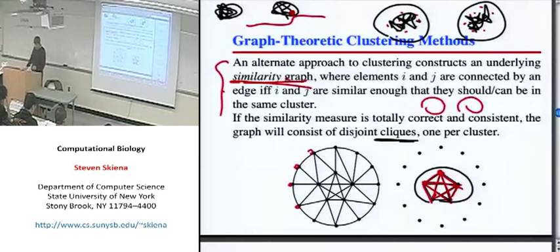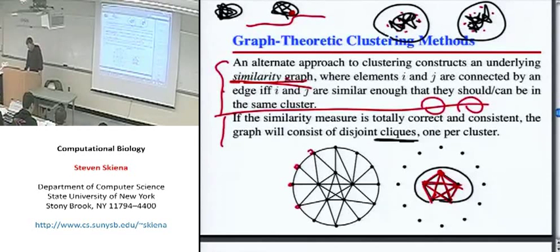The big problem here is, if my similarity function was completely correct, and only returned an edge if the two of them were in the same cluster, then clustering would be easy, right? Then I could look at two of my elements and say, you two belong in the same cluster. That's obviously not always true. That's not always easy, right?